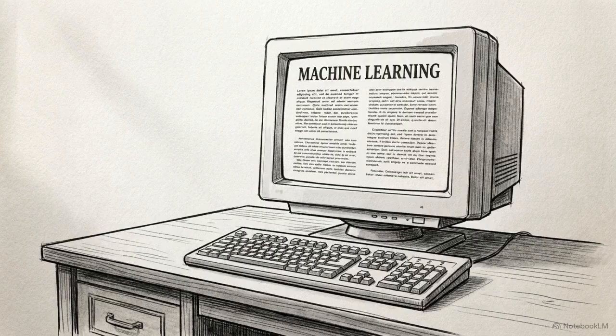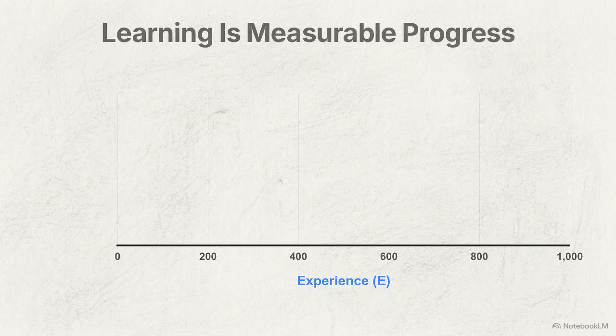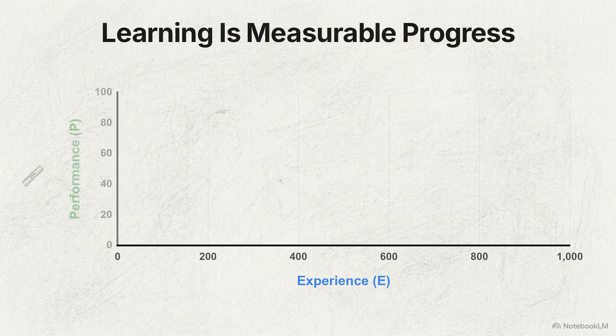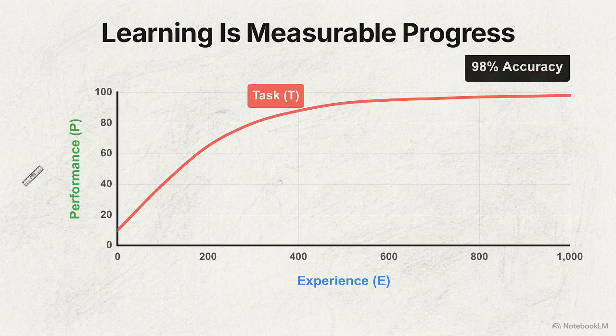In 1997, Tom Mitchell established a formal definition for this process that remains the industry standard. He defined it through 3 variables. A computer program is said to learn from experience, E, with respect to a specific task, T. The third variable is the performance measure, P. For a system to truly learn, its ability to perform task T must numerically improve as it is exposed to more experience E, as measured by P.